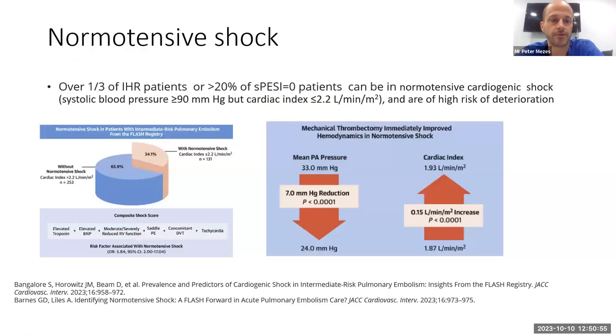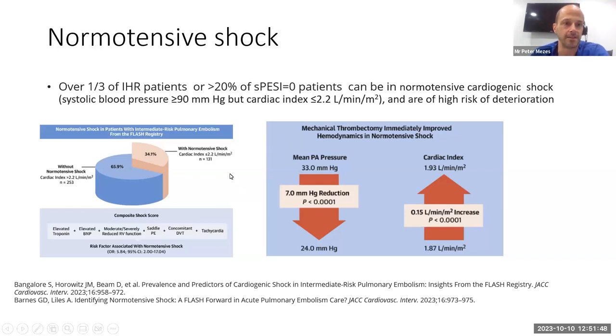There is another interesting finding from the analysis of the FLASH registry, which found that up to one third of the intermediate high-risk patients, or more than 20% of the patients with a simplified severity index of zero, can be in a so-called normotensive cardiogenic shock, which means that they are maintaining their blood pressure, but their cardiac index is below 2.2 liters per minute per square meter. And these patients are at very high risk for deterioration. And actually, it was proven that the Inari device helped them to improve their cardiac index, and all the hemodynamic improvement was significant when they were intervened.